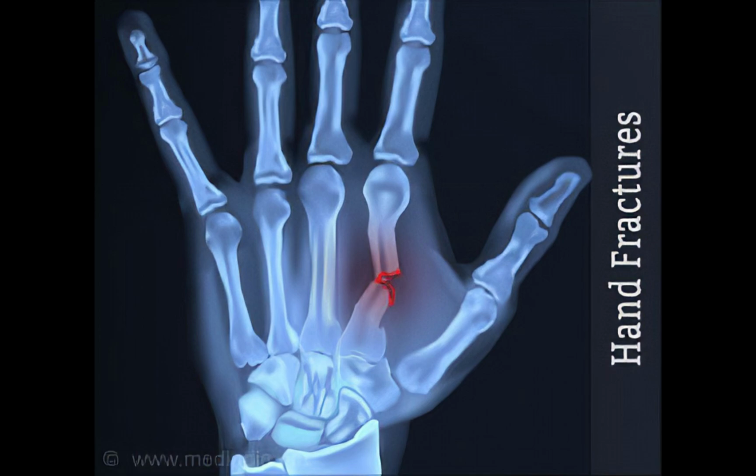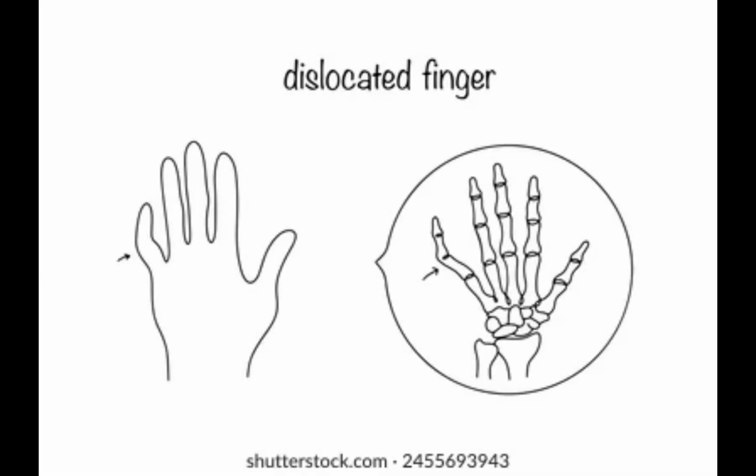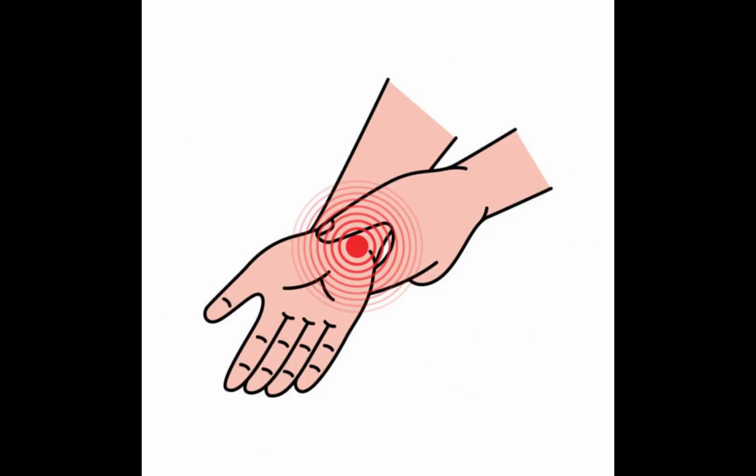Fractures. A hand fracture is a break in one of the bones in the hand. This can include the small bones of the fingers, known as the phalanges, and also the long bones within the palm, known as the metacarpals. Dislocations. Dislocations occur when the bones in the hand or fingers are displaced from their normal position, often due to a sudden impact or twist in motion.